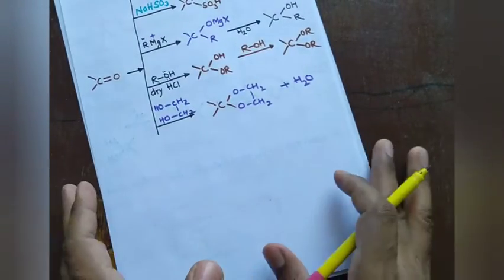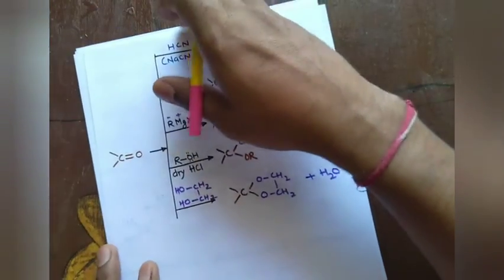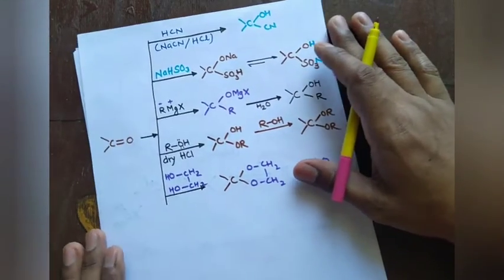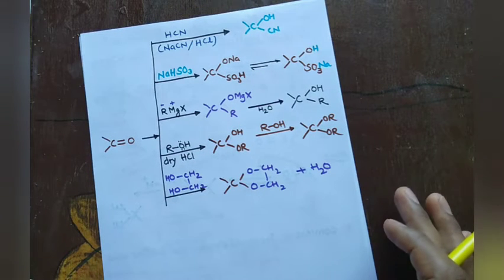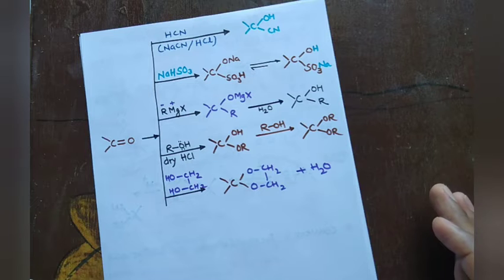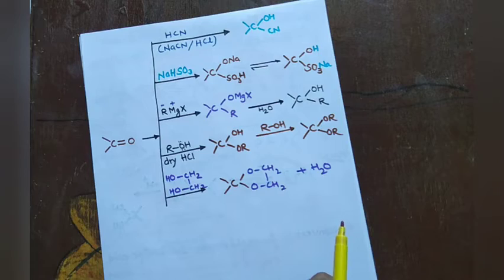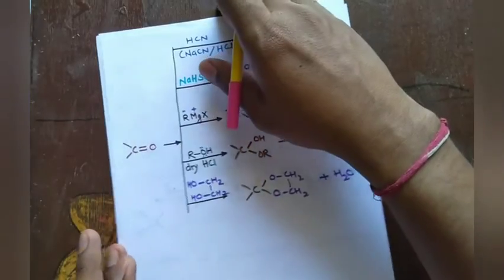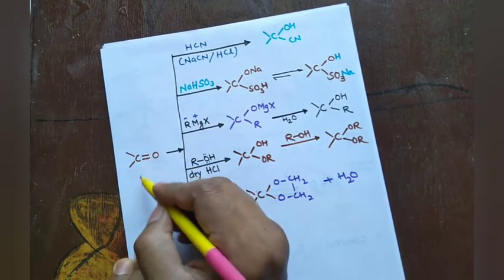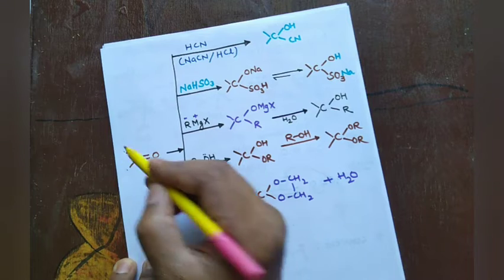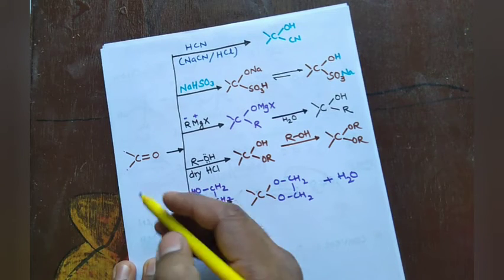Now let us discuss more examples of nucleophilic addition reaction. I have summarized that in a tabular form. We have already discussed that this is an aldehyde or ketone depending upon the groups over here. If there is one H, then it is an aldehyde. If both of them are alkyl or aryl, then it is a ketone.